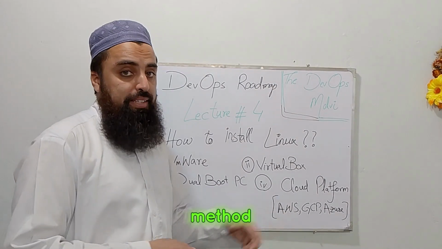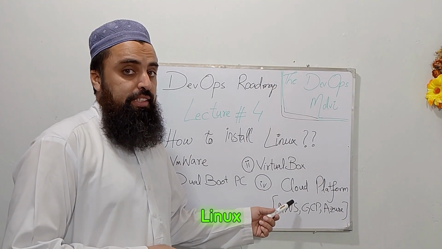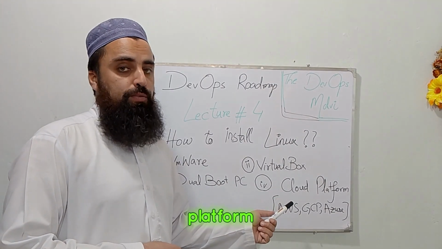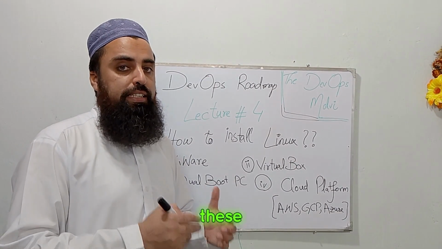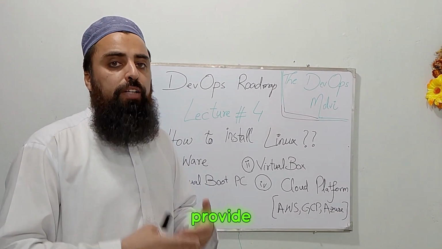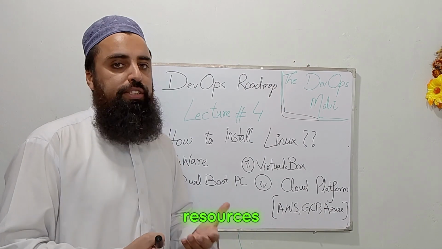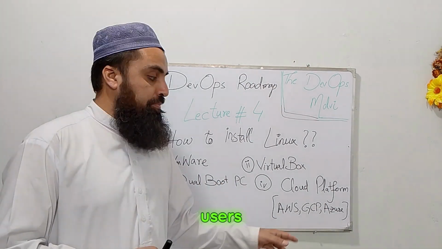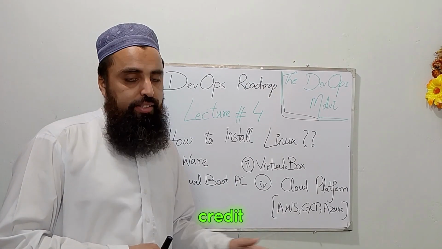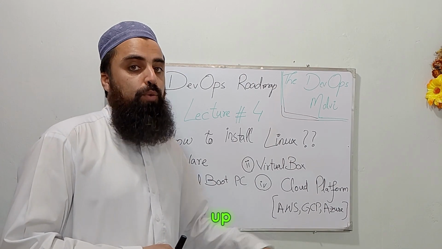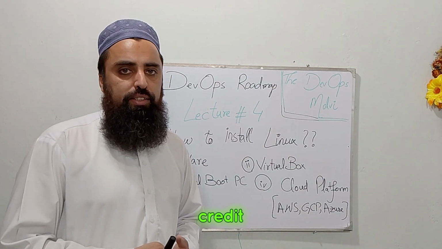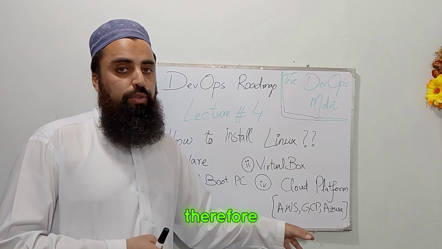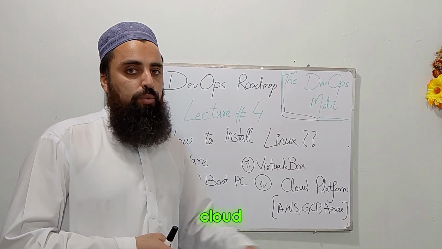And the fourth method to get started with Linux is to sign up on a cloud platform like AWS, GCP, or Azure, because all these platforms, they provide free tier compute resources for the users. But you would need a credit card to complete the sign up process on these cloud platforms. So if you don't have any credit card or debit card, therefore you cannot get started with these cloud platforms.